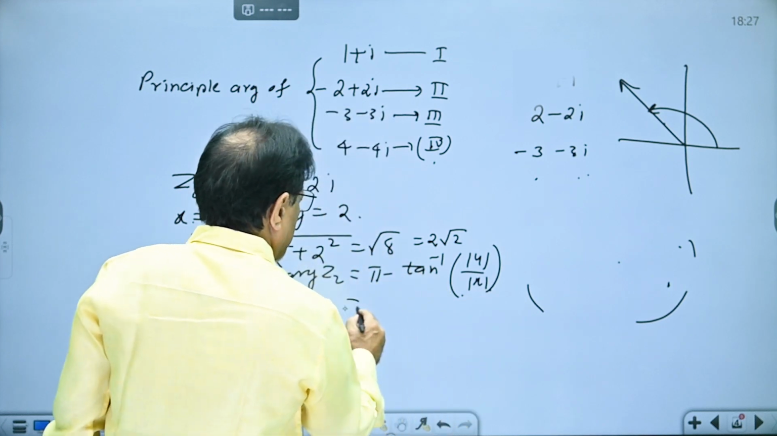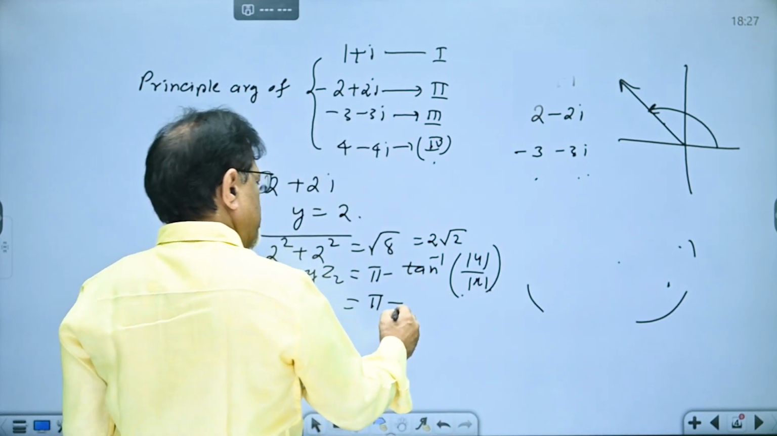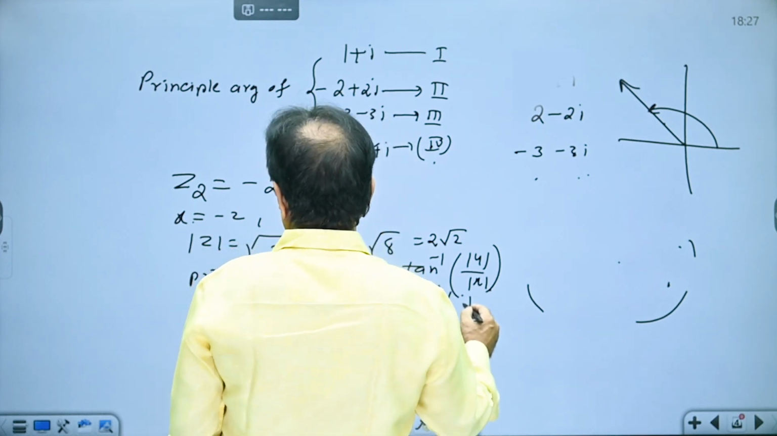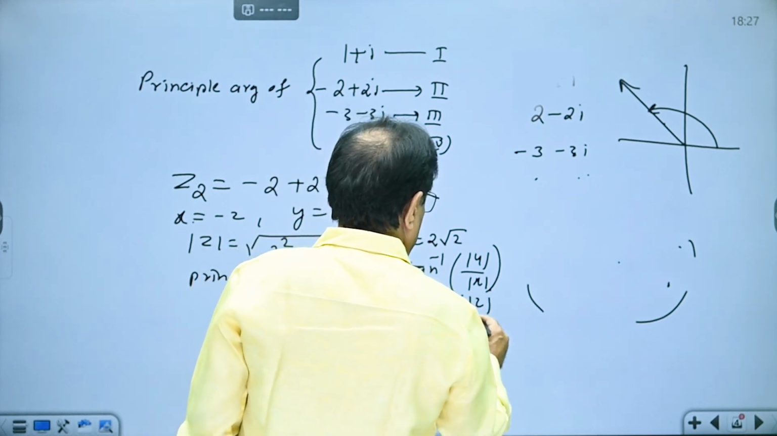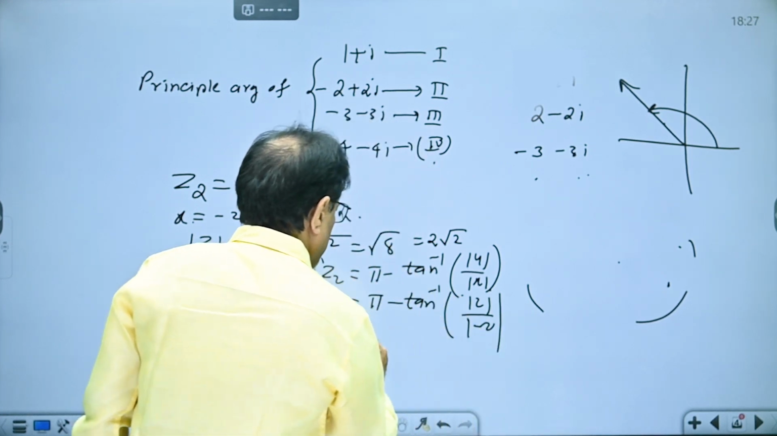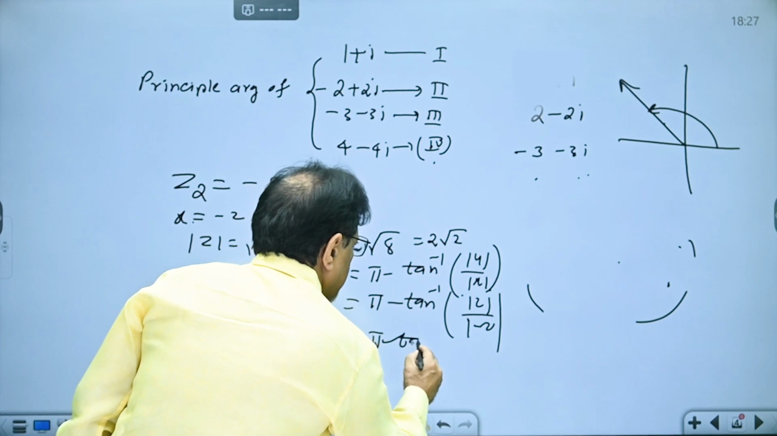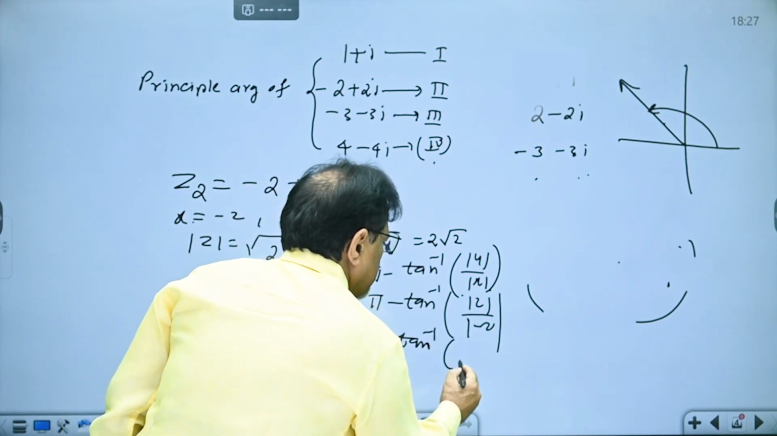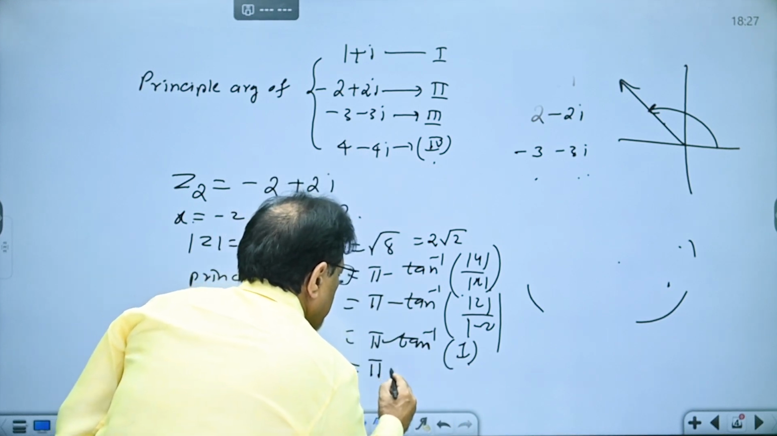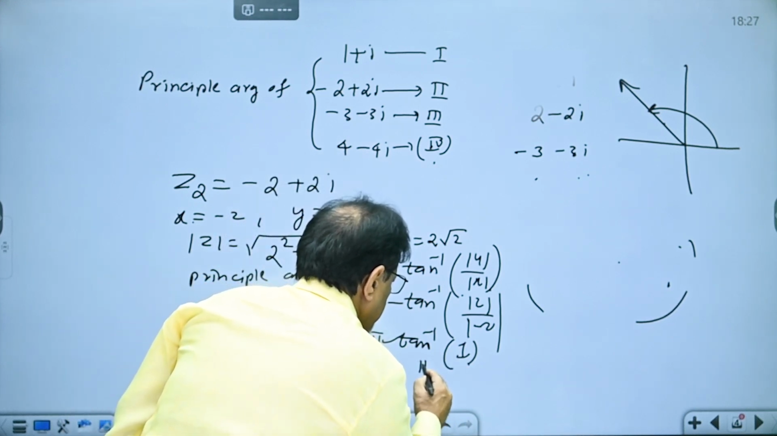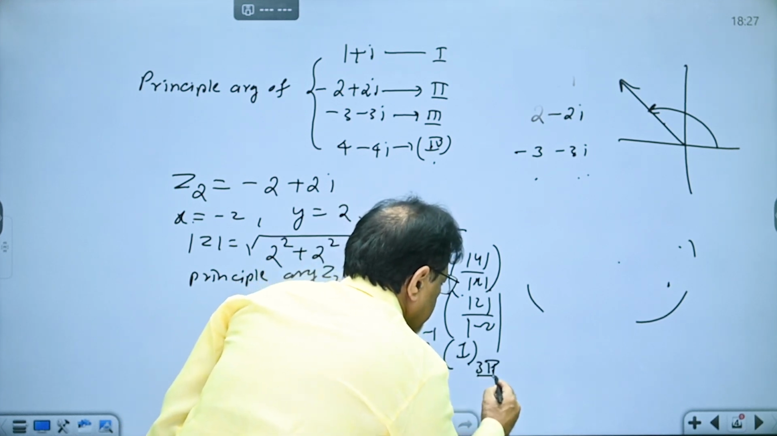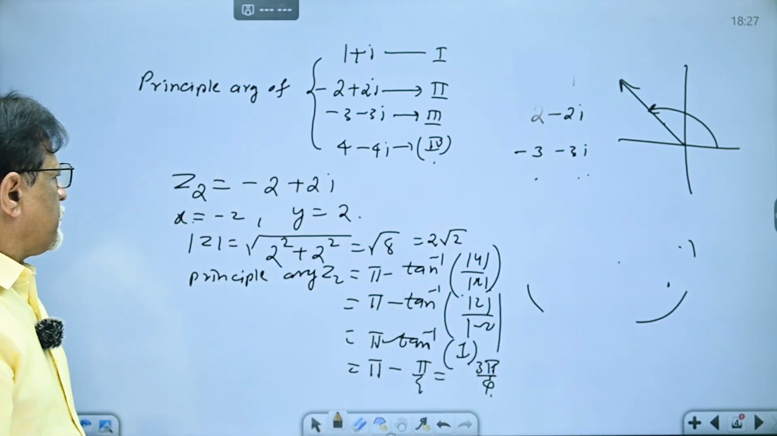Okay. So that means it is pi minus tan inverse of mod of y, which is 2, and mod of x, which is minus 2, right? So therefore this will be again pi minus tan inverse of 1. Correct. So that will be pi minus pi by 4, 3 pi by 4. Correct. So this is the principal value.